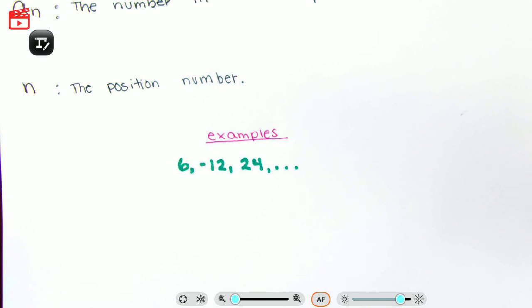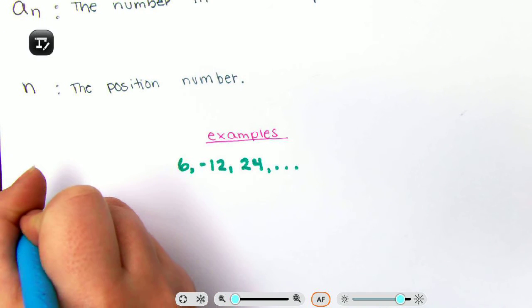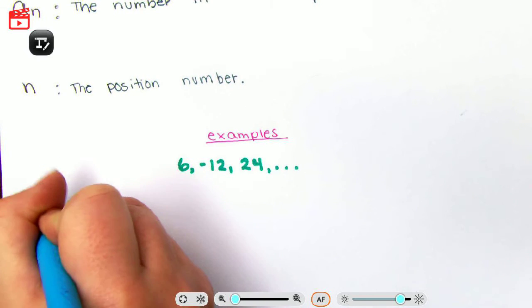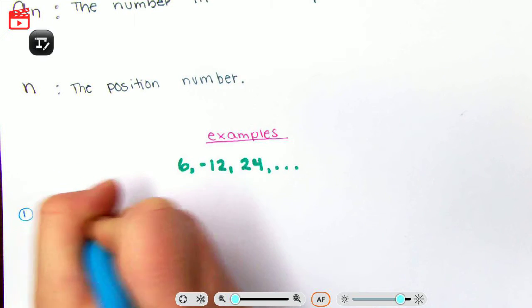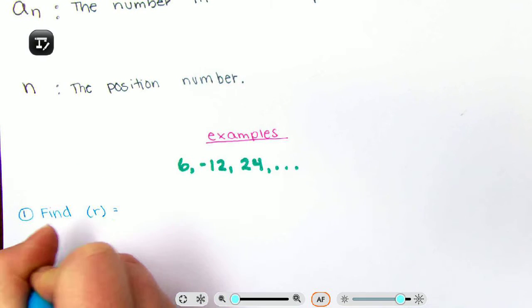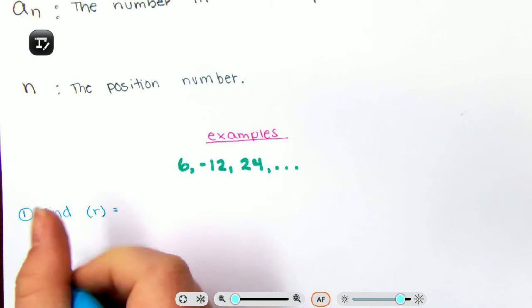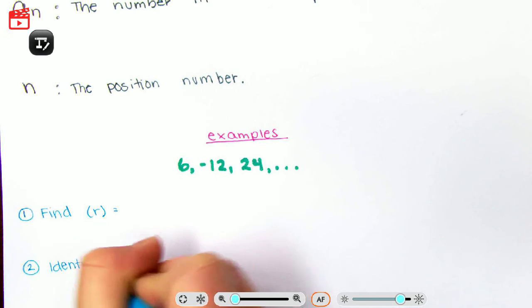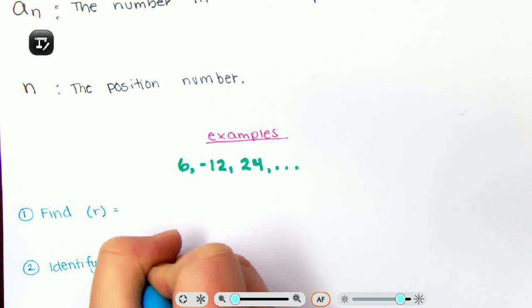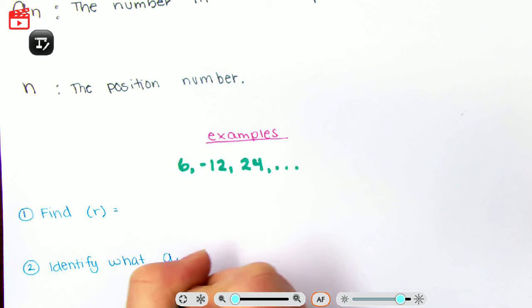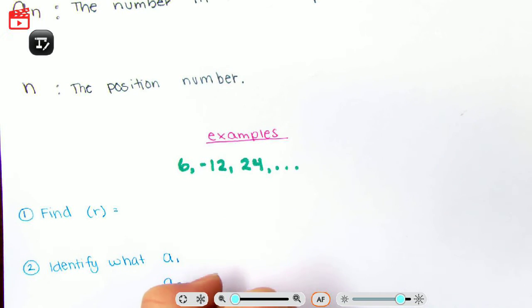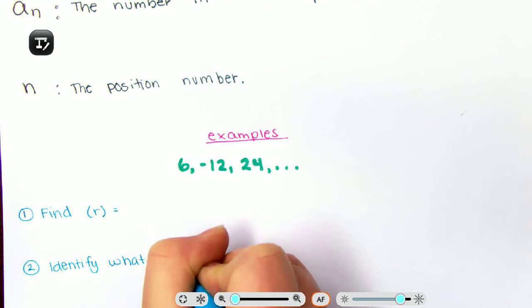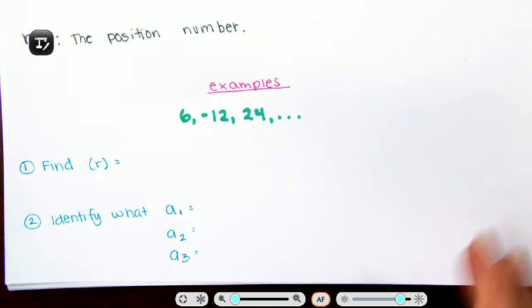I want you to do a few things for me. Step number 1, I want you to find the common ratio, r. Then I would like for you to identify what a sub 1 is, a sub 2, and a sub 3. And then we'll write an equation.